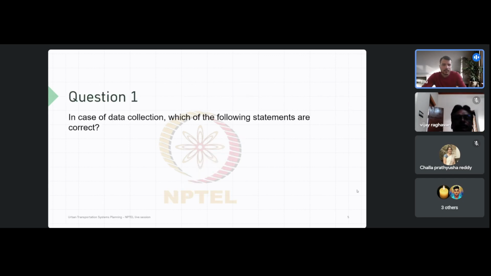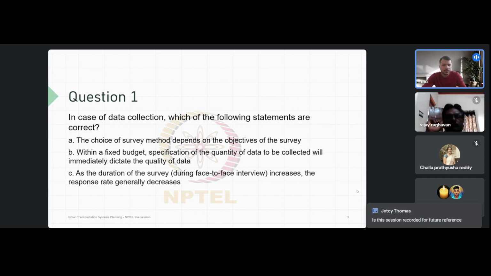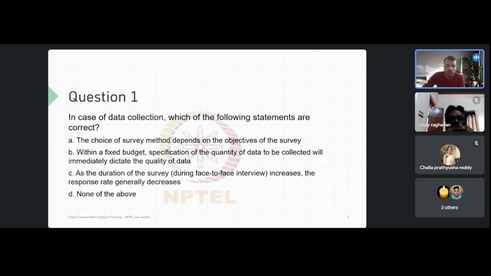So in case of data collection, which of the following statements are correct? So the choice of survey method depends on the objectives of the survey. Within a fixed budget, specification of the quantity of data to be collected will immediately dictate the quality of data. As the duration of the survey increases, the response rate generally decreases, and none of the above. So you need to select which of the following statements are correct.